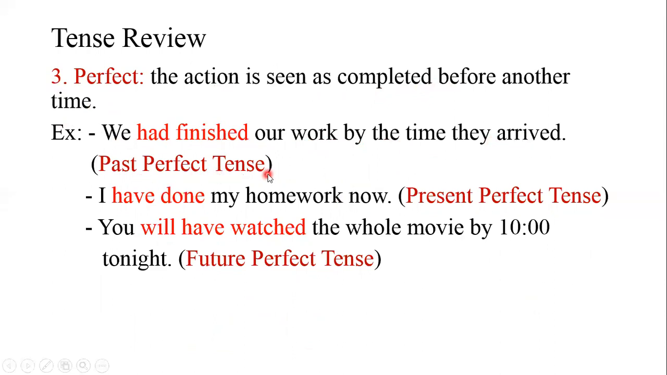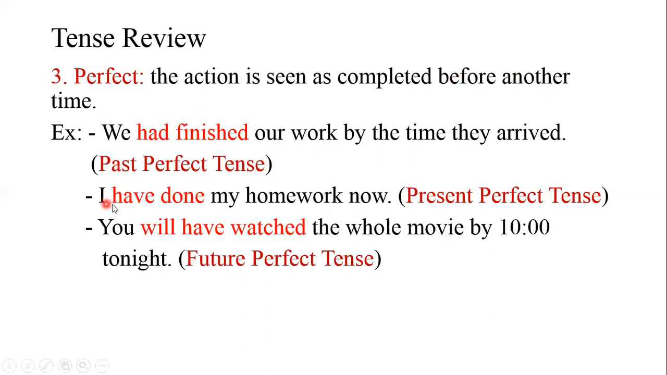Why do we call it past perfect tense? Because perfect here refers to grammar, everyone. Perfect here means before. So past perfect means before a time in the past. If you say present perfect, it refers to before a time in the present. Future perfect, before a time in the future. It means it was completed before another time.